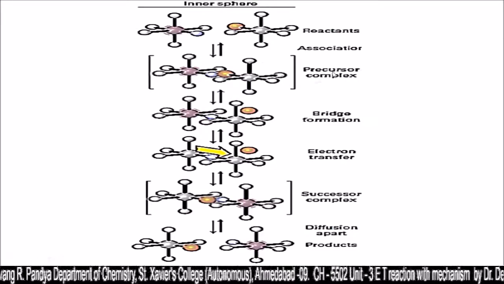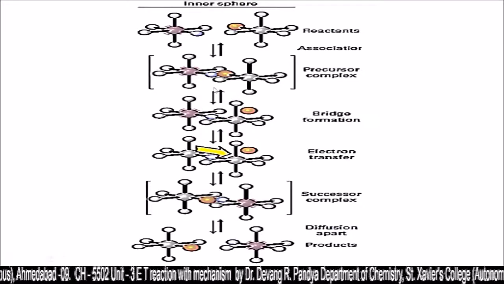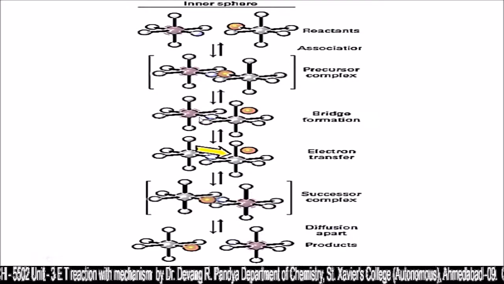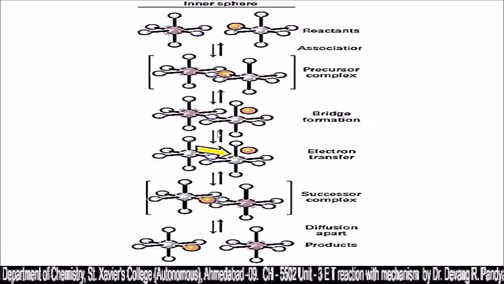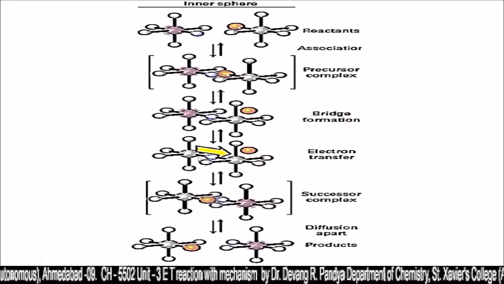Now how does it differ from the outer sphere? You can see that two octahedral complexes are there. They come together when you add them into aqueous solution, so a precursor complex forms. Now one of the ligands acts as a bridging ligand and attaches with both the metal centers simultaneously, and the electron transfer takes place through that bridge ligand.